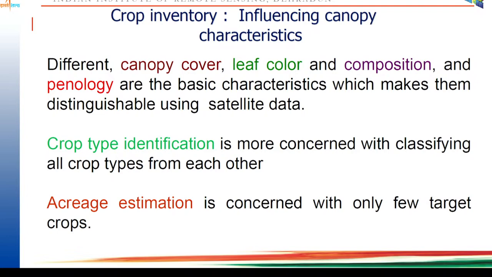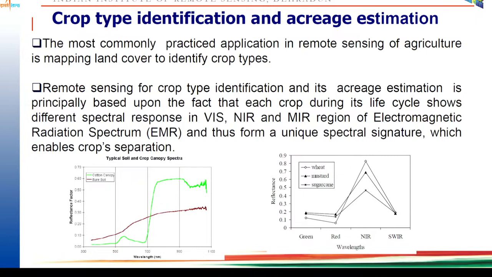But if the user's interest is in acreage estimation of a particular crop, then he should concern himself only with the target crop. That means in all methodology, acquisition of satellite data, as well as ground truth information, he should emphasize mainly the particular crop. So here you can see how it is useful, their signature. This is an advanced image with the green, red, near infrared and short wave infrared bands.